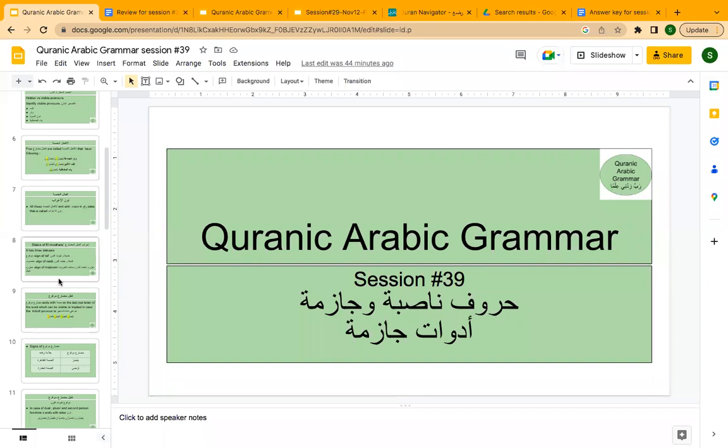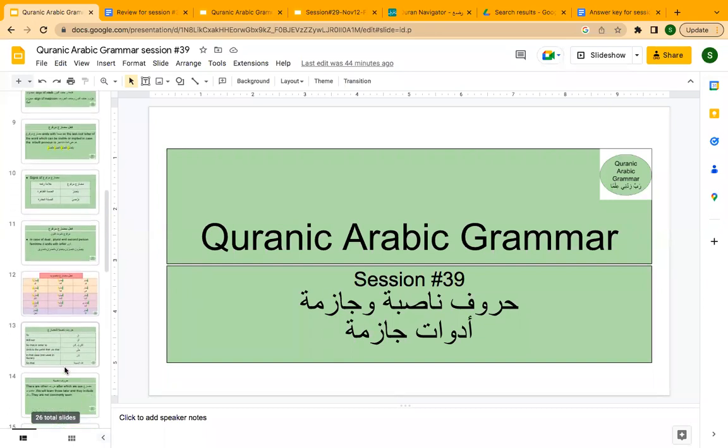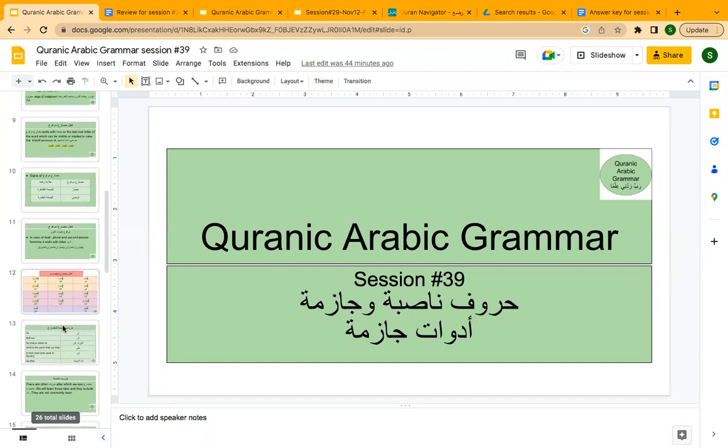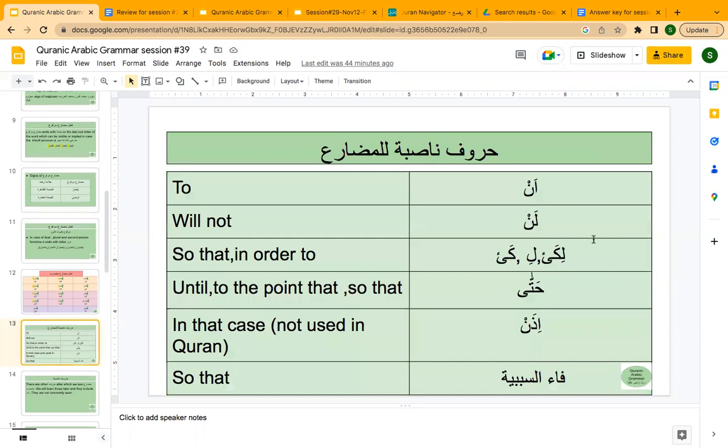So similarly, in case of fail mudare, we are going to learn the particles when they are present before our failul mudare. They are going to make our mudare mansoob. Okay? There has to be a reason for your mudare to be mansoob, and these are the main reasons for your mudare to be mansoob. They are the most common reasons, except for one, idhan. Rest all, you will see in Quran. This one, you are not going to see in Quran.